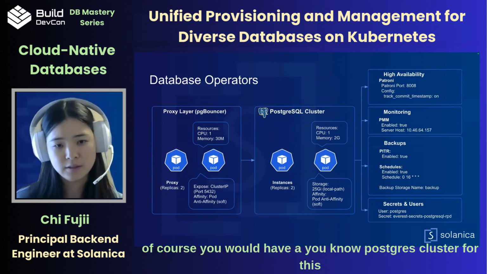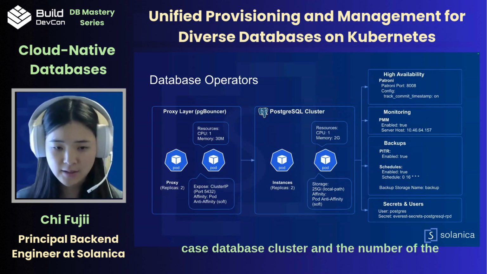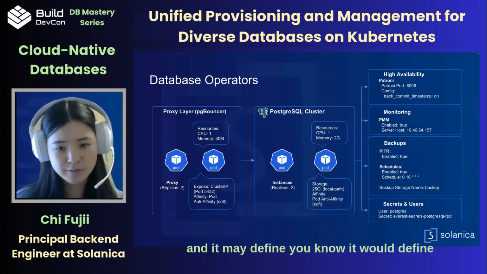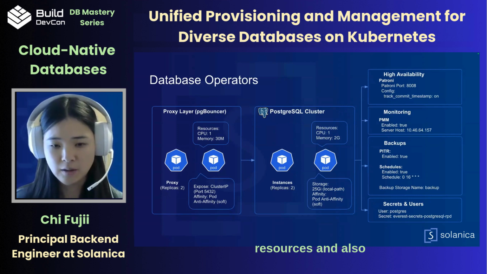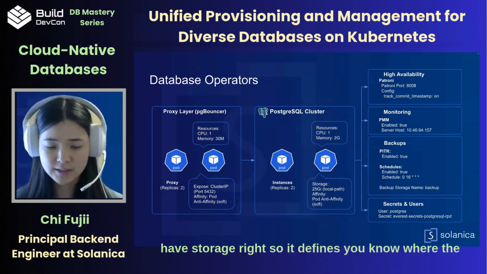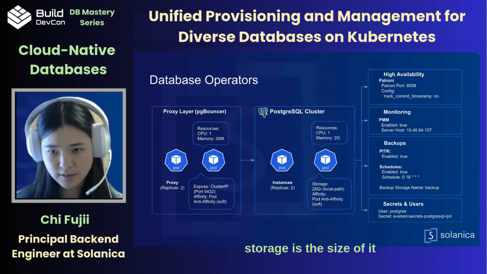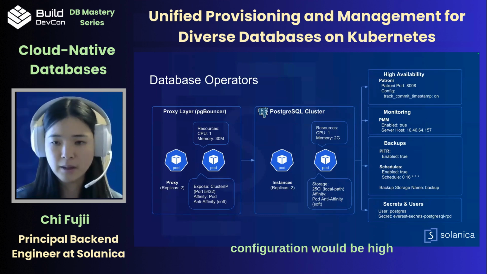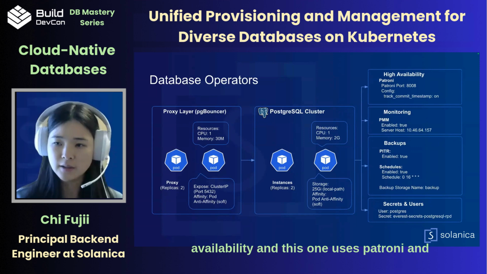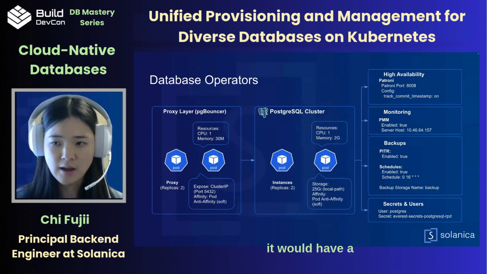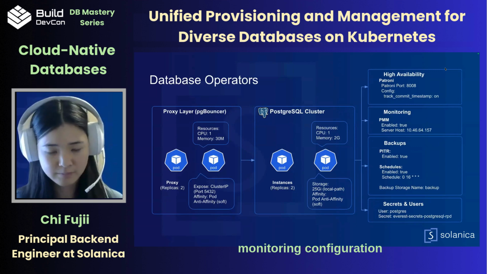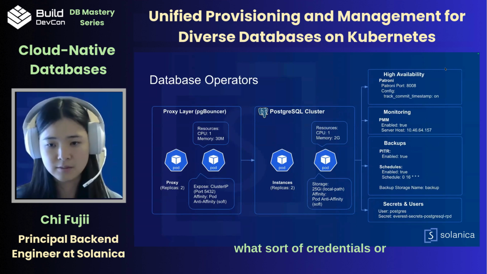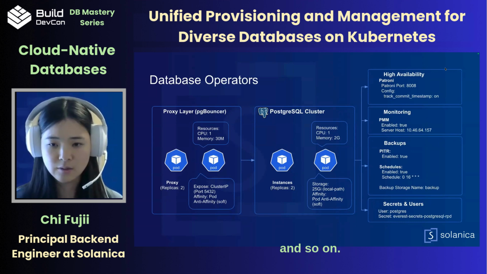Then, of course, you would have a Postgres cluster, in this case the database cluster, with the number of instances and replicas, and it would define resources, and also databases have storage, right? So it defines where the storage is and the size of it. Another configuration would be high availability, and this one uses Patroni, and it defines related configuration. It would have a monitoring configuration defining where the server is, what sort of credentials or secret it needs, and so on.